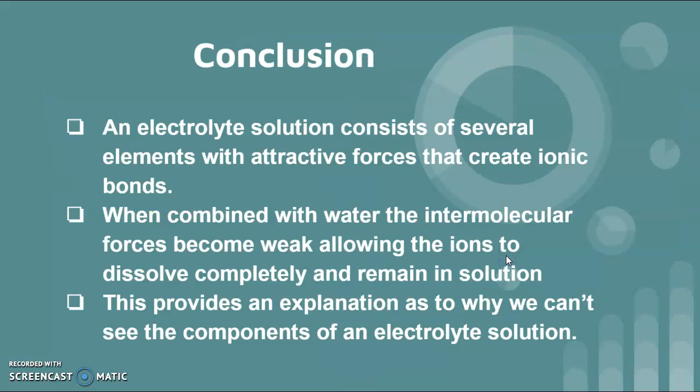In conclusion, an electrolyte solution consists of several elements with attractive forces that create ionic bonds. When combined with water, the intermolecular forces become weak, allowing the ions to dissolve completely and remain in solution. This is why we can't see the components of an electrolyte solution.